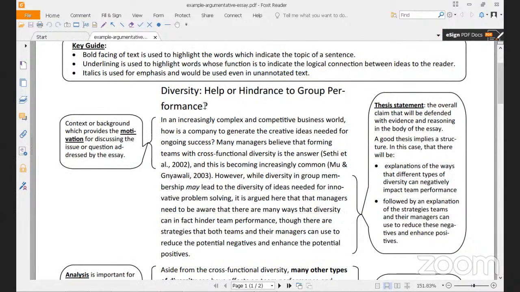Let's read about the text a little bit. Can you help me read? Let's read the first paragraph.